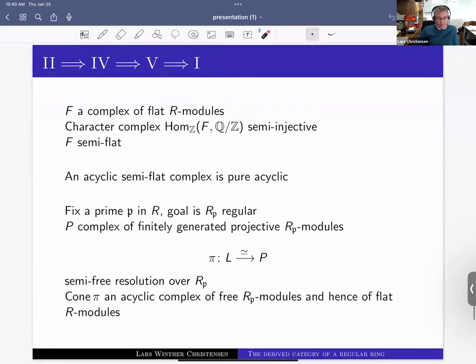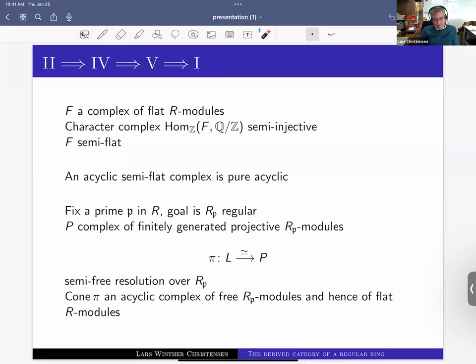And from there to 4, you take a complex of flat modules. Well, the character complex is a complex of injective modules. And condition 2 says that every complex of injective modules is semi-injective. So that means that the character complex of your complex F is semi-injective. And as I said before, we can take that to be the definition of what it means to be semi-flat. So the conclusion is that F is semi-flat.